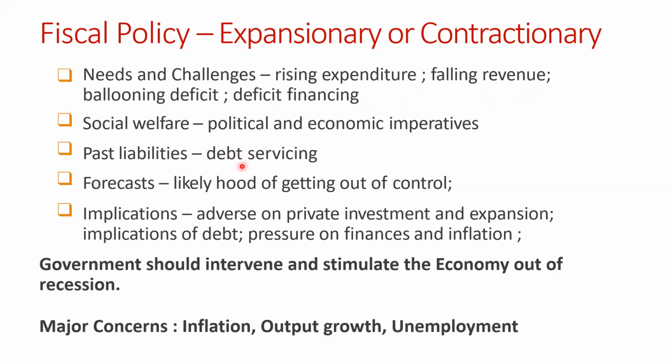Then they want to have debt servicing, social welfare. Government wants to do the social welfare. How does government find the money to carry out the social welfare? They need to introduce taxation, or whatever method they want to collect the money. For that, they will introduce these fiscal policies. Government should intervene and stimulate the economy out of recession. That's the main important thing.